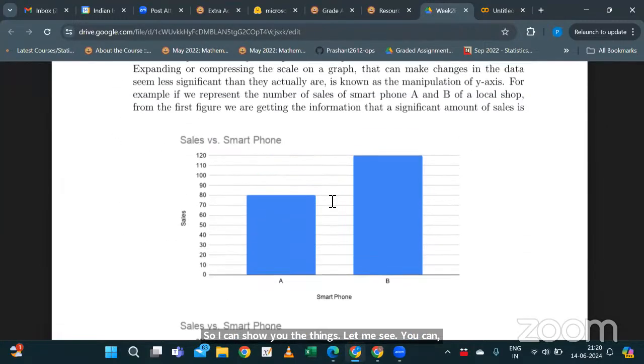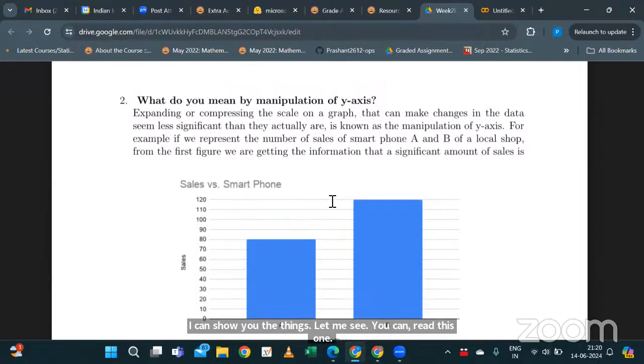Can you see this bar chart? Yes, sir. So what is the manipulation of y-axis actually? Suppose you are doing expansion or compression. I mean, expanding or compressing the scale on a graph that can make the changes in the data seem less significant than they actually are. This is known as manipulation of the y-axis.